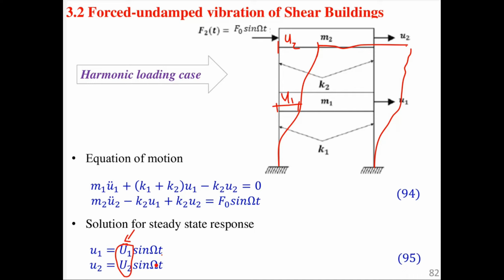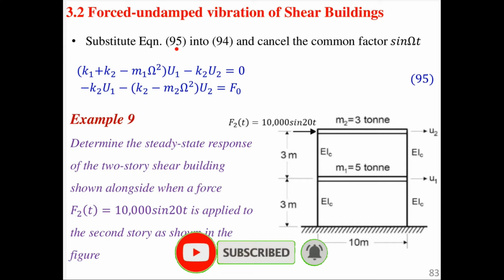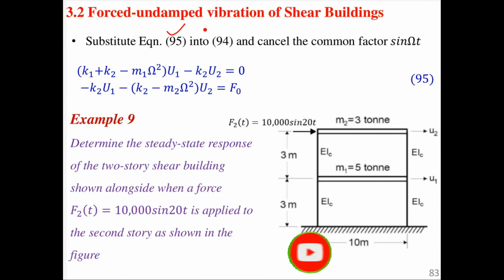So this is the solution, this is the problem. You take the solution and substitute it back into the problem. To do so, we have the displacement u1, u2, and then you have the acceleration. So you need to substitute this directly, and also you need to get the second derivative. You differentiate twice so that you can get the acceleration. You substitute the solution into the problem, and you cancel the common factor. Sin omega t will be a common factor. You're going to be left with this kind of equation.